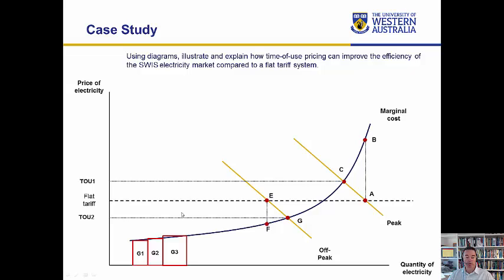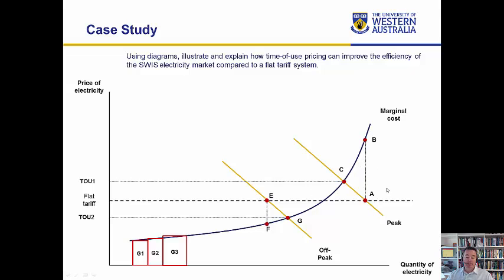So by simply moving the price from the flat tariff level down to TOU2 during off-peak times, we can actually move to the true market equilibrium, and we can actually increase both consumer and producer surplus by a combined amount of EFG. So hopefully that makes sense.